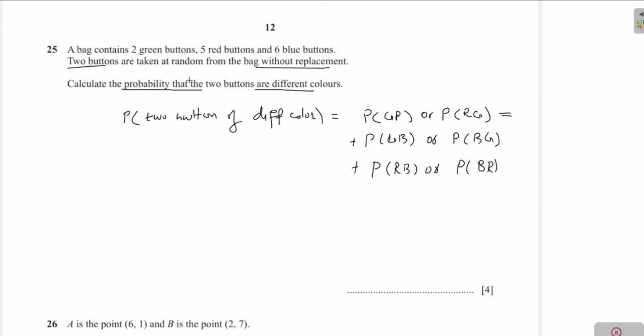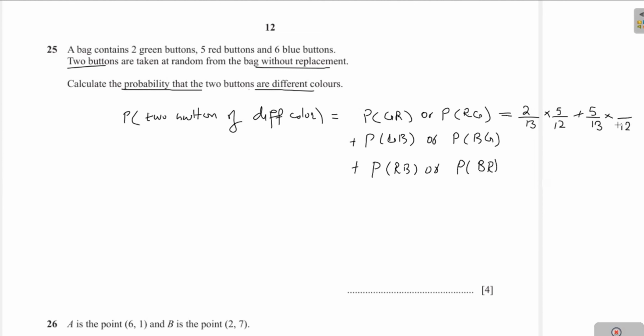You see here, the first button we take is green, therefore we can write 2 out of the total buttons, here are 13, so 2 over 13, into the probability of red button. Red buttons here are 5 out of 12, because one button is already taken out. Therefore, we write 2 over 13 multiplied by 5 over 12, plus probability of red button. Here it will be 5 out of 13, and one button is already taken.